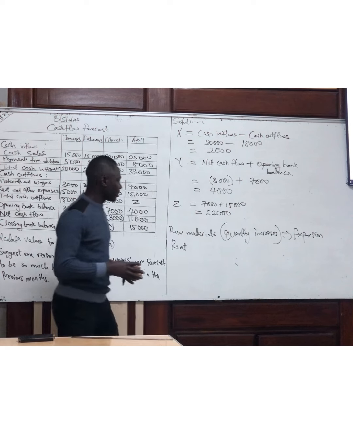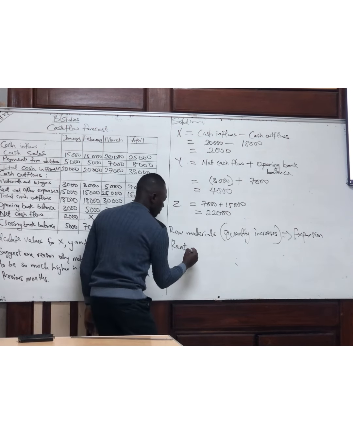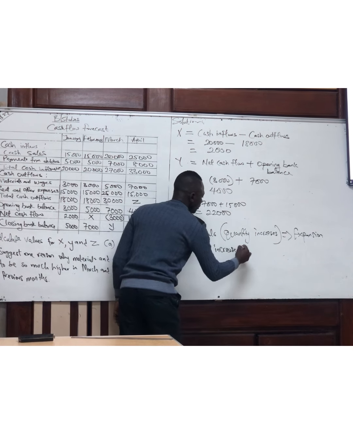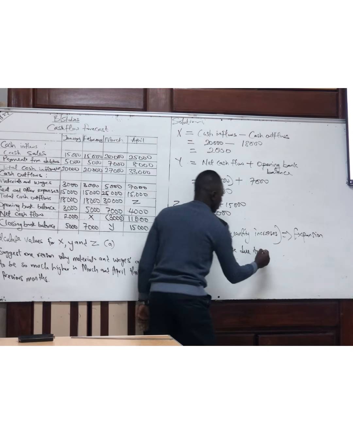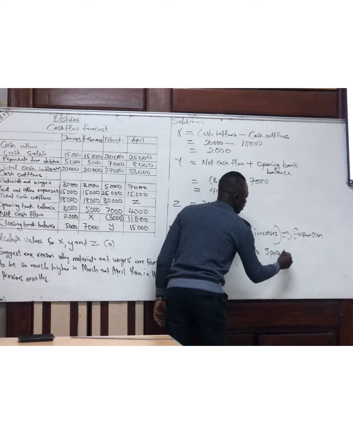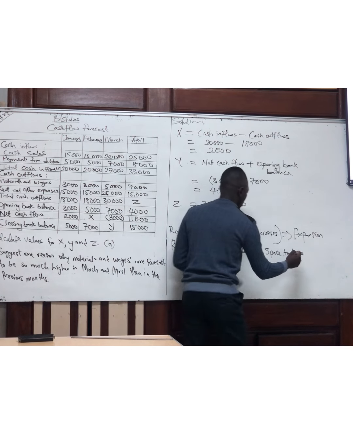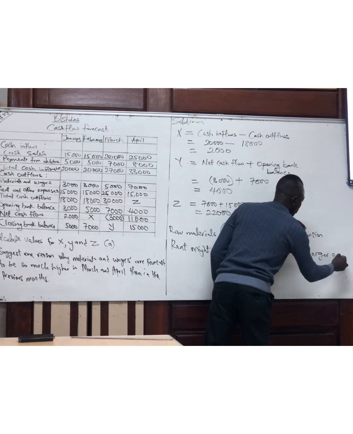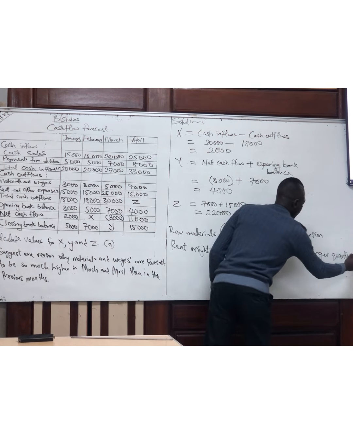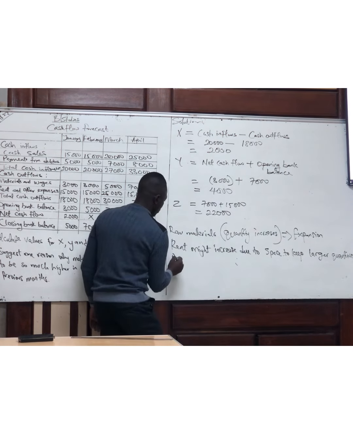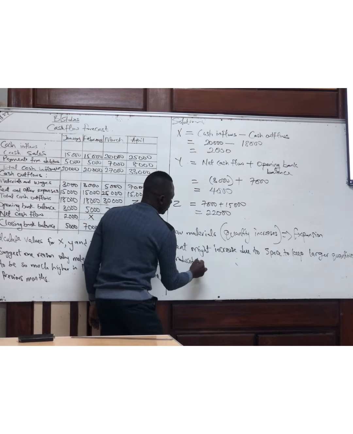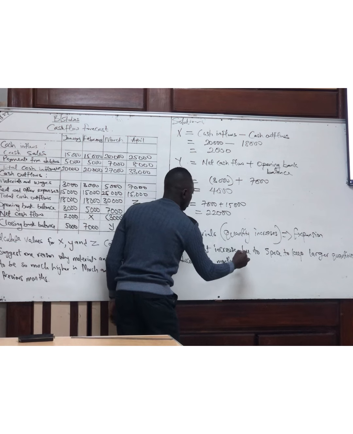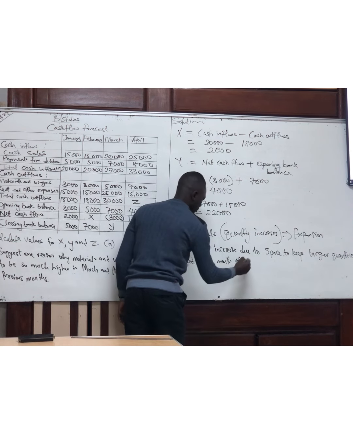Is it clear? Yes. So rent might increase due to space. Quantities produced in the month of what? In the month of March.